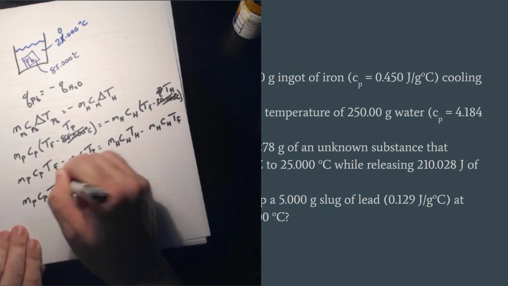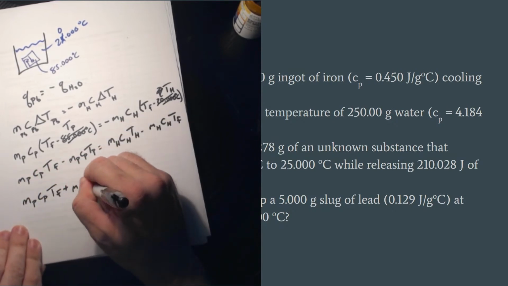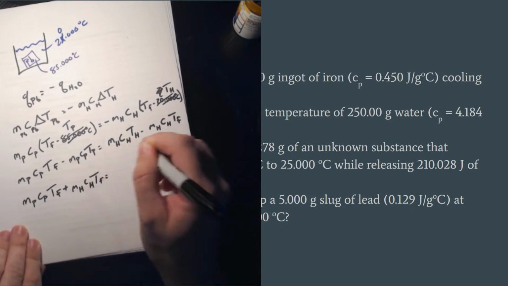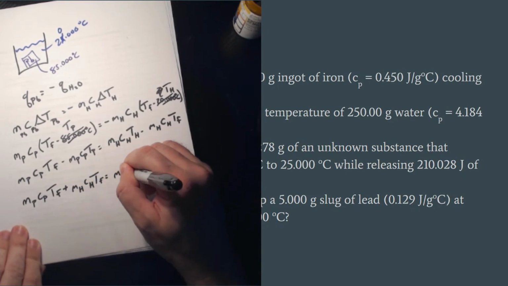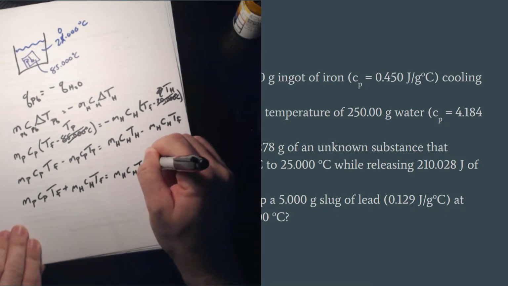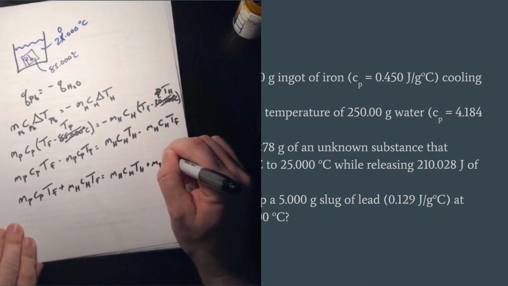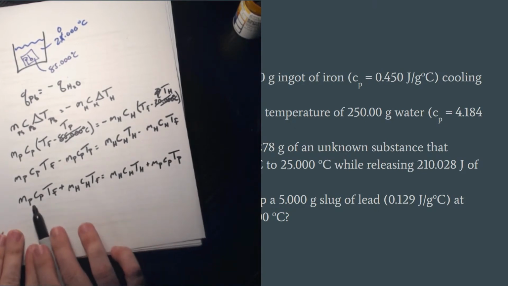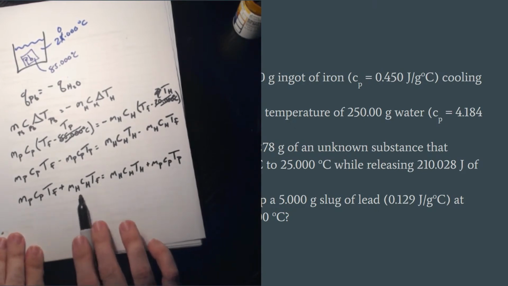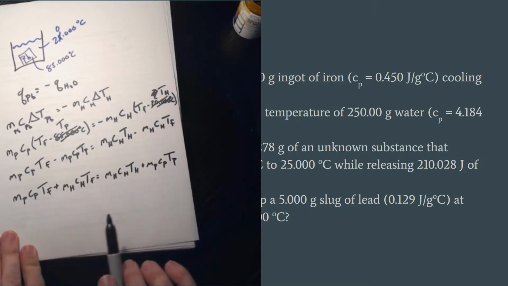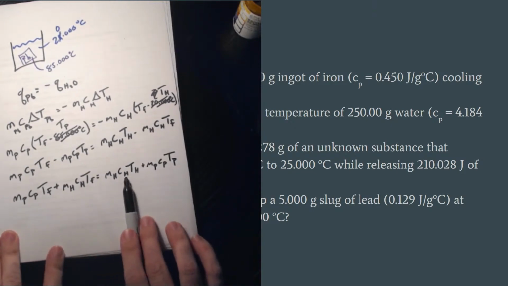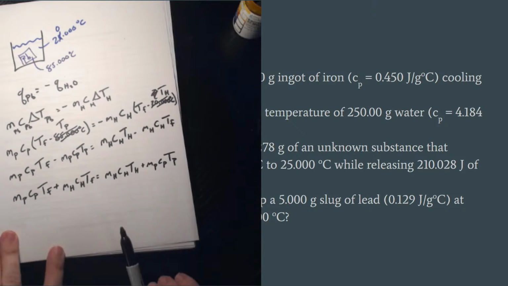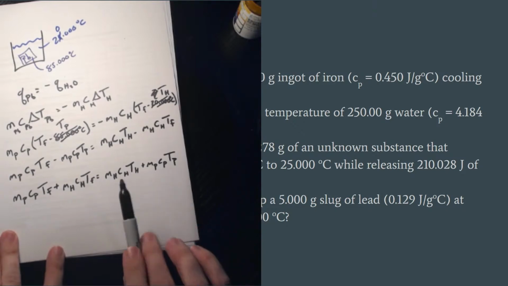MPCPTF plus MHCHTF equals MHCHTH plus MPCPTP. Okay, so this is the mass and the specific heat capacity for each of our substances multiplied by the final temperature. And this is the mass and specific heat capacity of the substances multiplied by the initial temperatures. But notice that they're different initial temperatures.